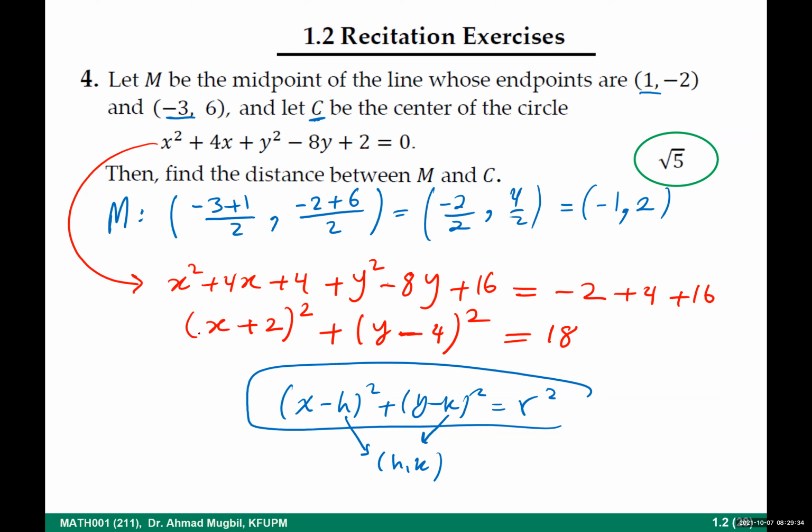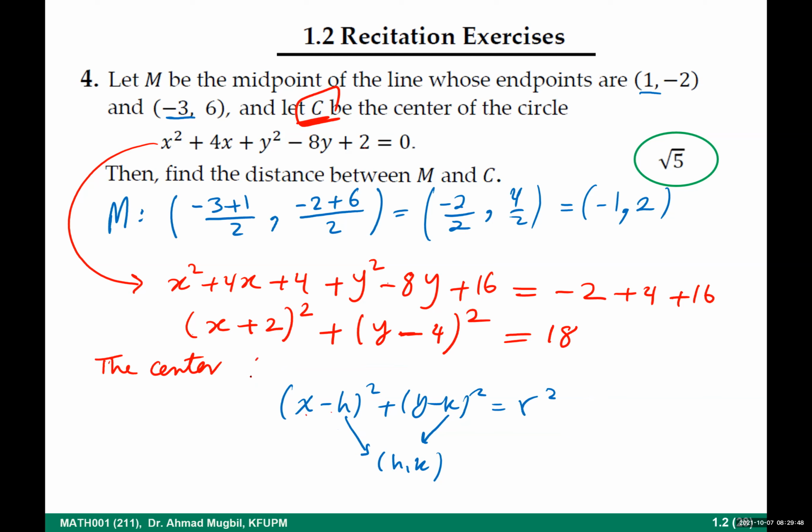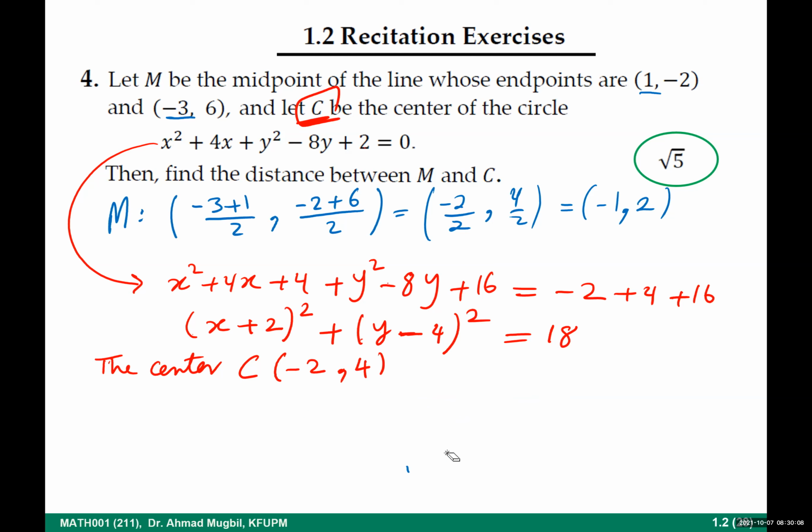Yes. Look, brackets, x plus 2, minus h. So this means that what? The center, in our case C. So the center C is what? H, which is -2, and K, which is here what? Brackets, y minus 4, k. K is 4. Here we are. This is r squared. So this is not related to this quotient. This is the center. Now, what is the question now?